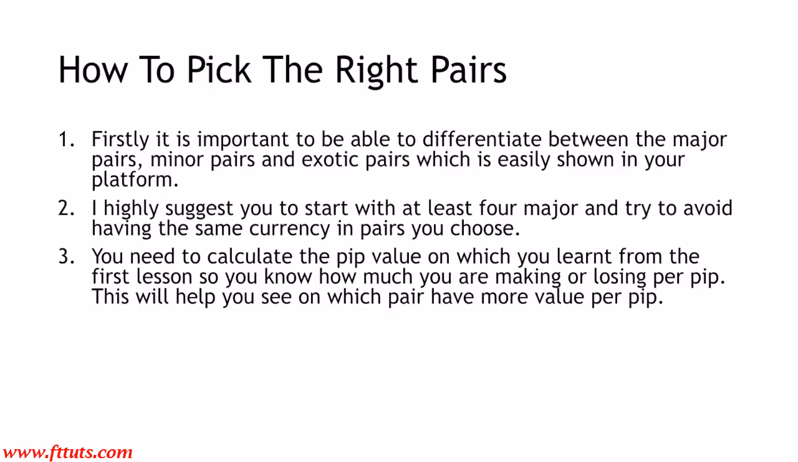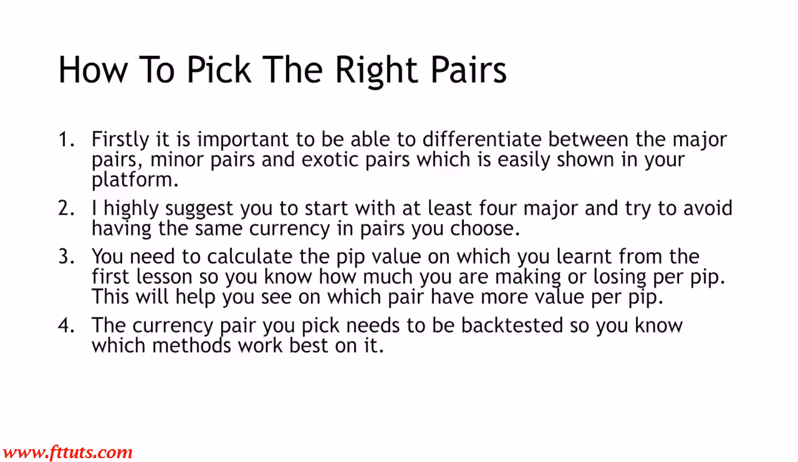So you need to calculate the pip value and decide which you're going to be trading with. You can either say, I want to be trading currencies that have high pip value, so I'm only going to focus on that. Or if you're looking at one currency, calculate the pip value, see which one is greater, and then pick it just like that.